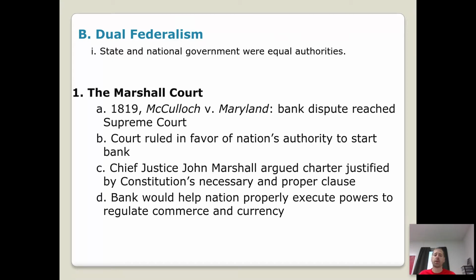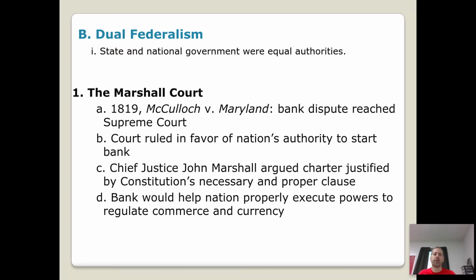The Supreme Court said that this bank is going to help the national government carry out its expressed or delegated powers: the power to regulate interstate commerce, the power to regulate currency. Even though a national bank isn't in there, it's implied that you need a bank to regulate interstate commerce and to regulate currency. It just makes sense. And so this gave the federal government a little bit more power.